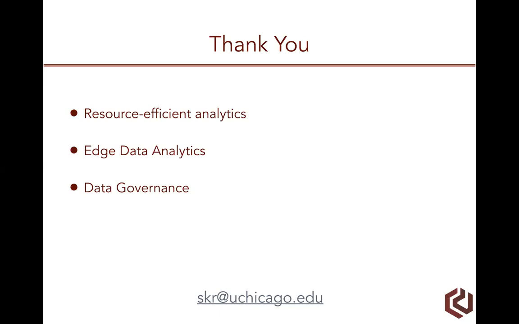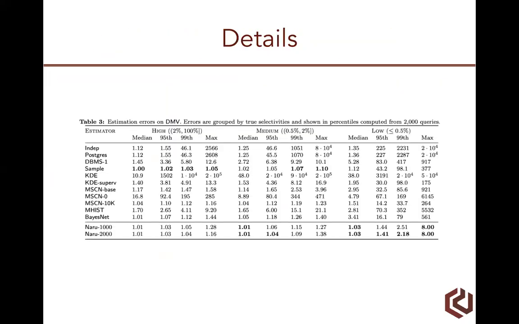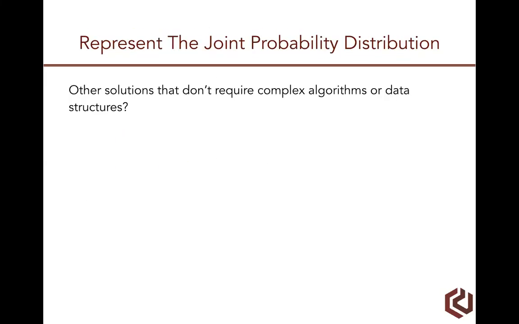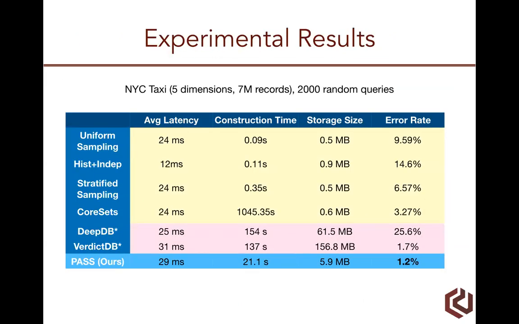Follow-up question from Tanu as well. What are the characteristics of NYC taxi data? Do you know how many unique values? That's a good question. It's probably in one of our papers. We have 5 dimensions, 7 million records, 2,000 random queries. The actual number of distinct values and the number of values per dimension, I actually don't have that off the top of my head. That's something I can easily look up right after this. So send me an email so I won't forget that.